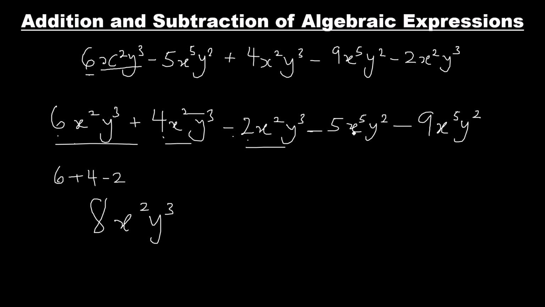So we are done handling this side. Now let's move to this. X exponent 5y squared. We have negative 5 and negative 9. Negative 5, negative 9 gives us negative 14. Minus 5 minus 9 is minus 14. Minus 14 x exponent 5 y exponent 2. So straightforward. So this is the end of the simplification of this question, this algebraic expression. Let's pick our last example.